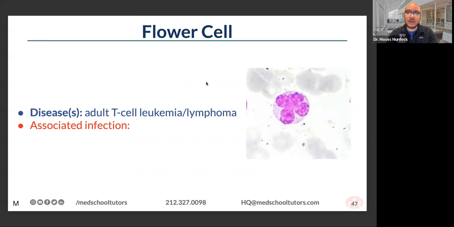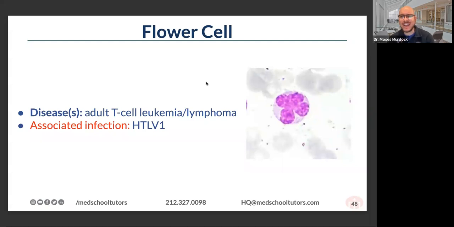Wonderful. So what virus, and I'll give you that clue, what virus is associated with adult T-cell leukemia lymphoma? I've got one correct answer so far. One correct answer. Perfect. HTLV-1. So it's a T-cell lymphotropic virus. That's human T-cell lymphotropic virus 1. That's what HTLV stands for.